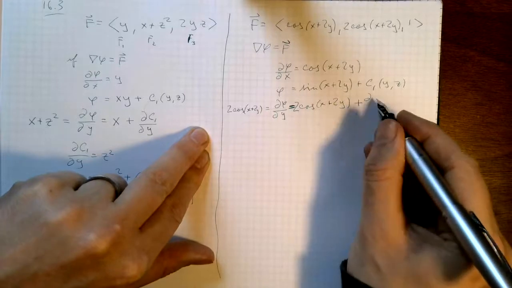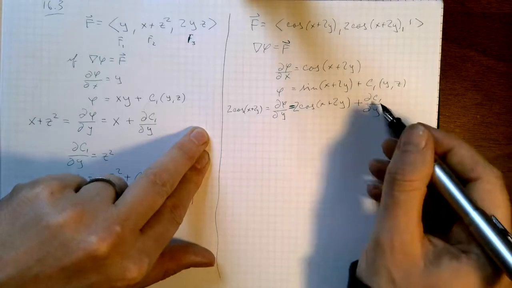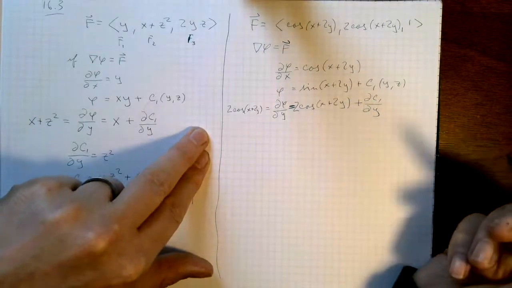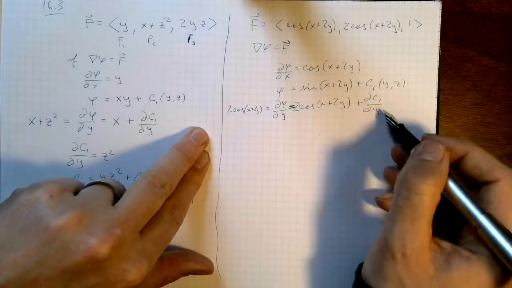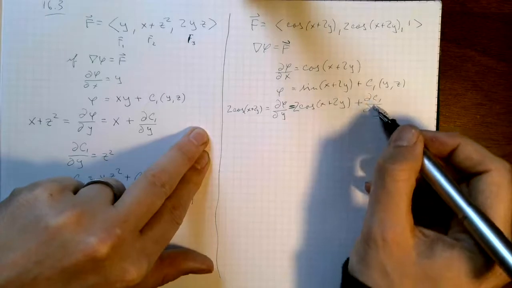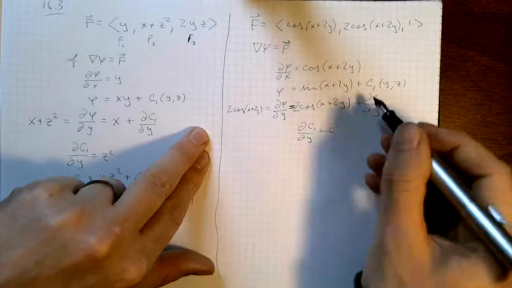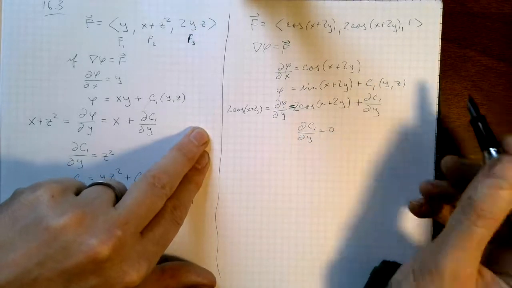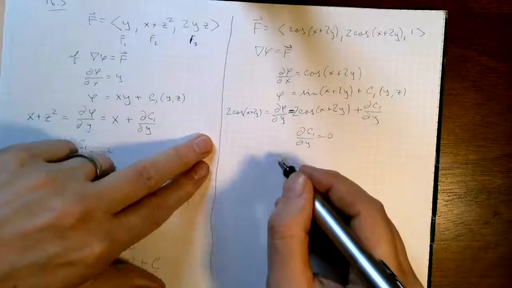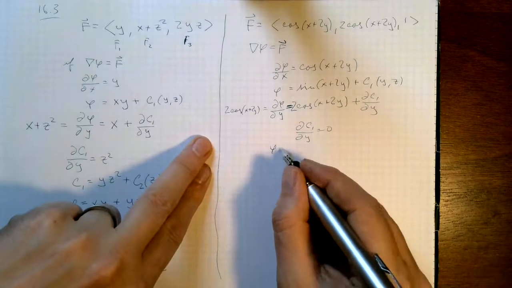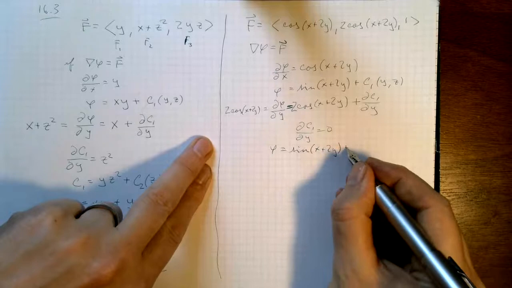Plus the derivative of c1 with respect to y, right? Well, the derivative of c1 with respect to y had better be 0. That means that c1 really is just a function of z. Maybe let's even write it as c2 of z. So phi is still sine x plus 2y plus c2 of z.